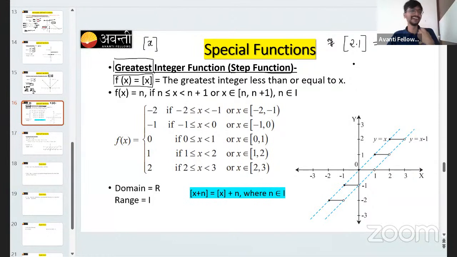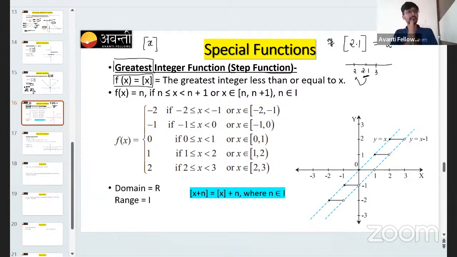The best way I understand it is by using the number line. Let's plot 2.1. The integer before it is 2, and the integer after 2.1 is 3. According to the definition, I need to look for the greatest integer which is less than or equal to my input. So what is the integer less than my input? It is 2. So my answer is 2. That is, the output is 2.